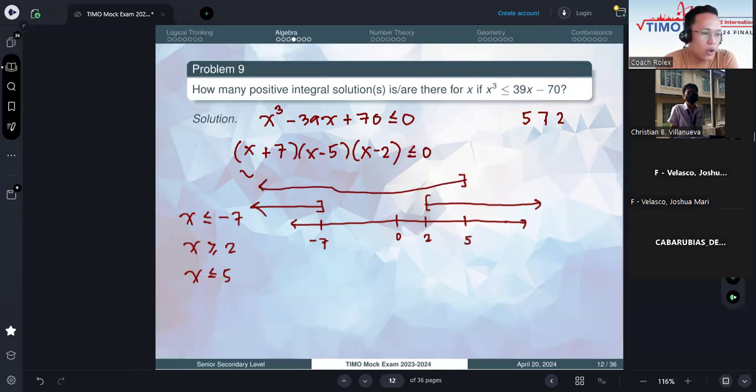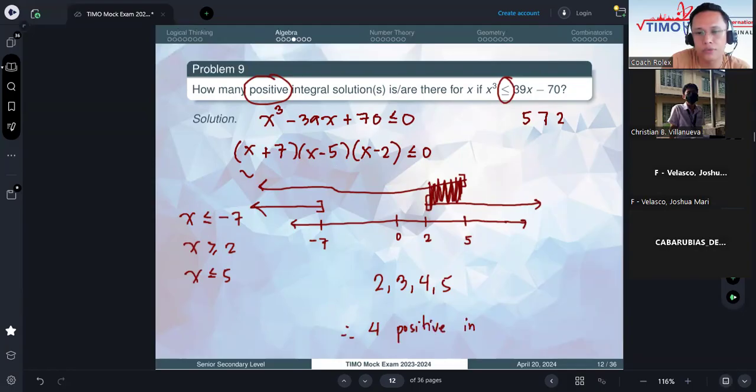Now, we want to have this. Of course, this will be the case, this intersection here. Because we are looking for the positive integral solutions, positive again. So this one here. So we have 2, 3, 4, 5. Again, we include 2 and 5 because the inequality is non-strict. So that means you will have 4 positive integral solutions.